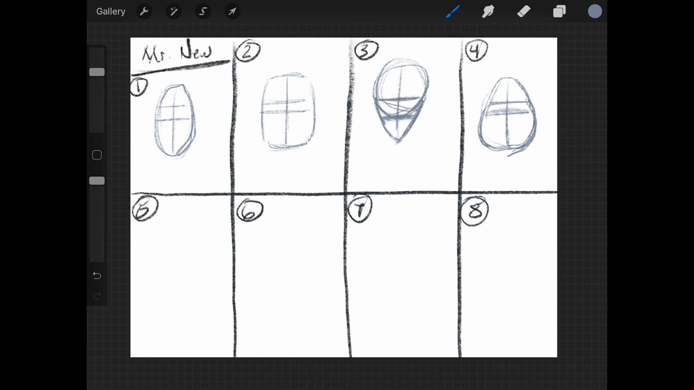Now, at this point, these two are getting a little bit confusing. So what I'm going to do is go back into all 4 of these and add a little bit of a chin indicator. So down at the bottom, a little circle or oval to designate where the chin is. And now, because those chins are in different places, these two don't look like one is just upside down. They look different.